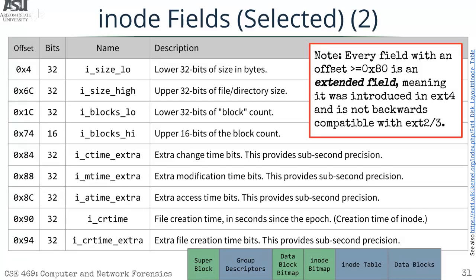When we talk about time attributes in forensics, we almost always use MAC, right? Modified, access, and changed time. So it's usually change time. But there's also deleted time and created time that are separate, but not as common.